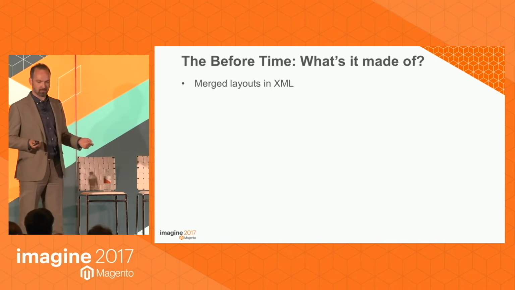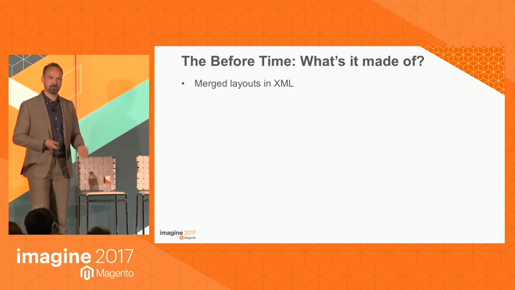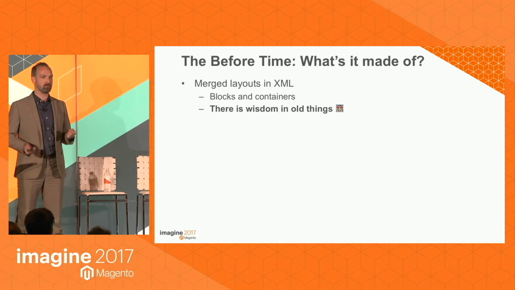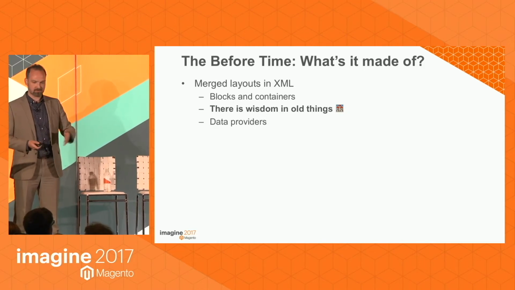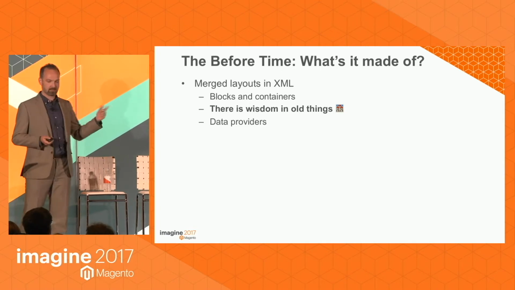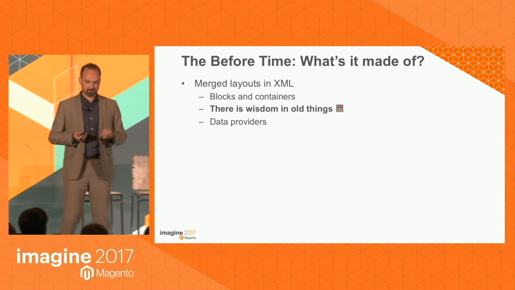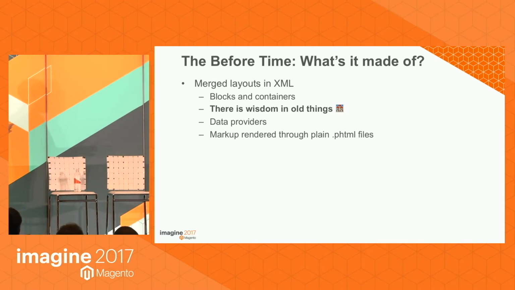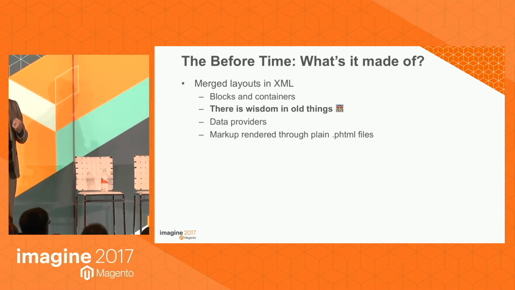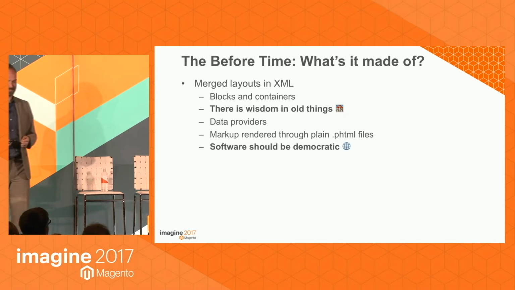Merged layouts in XML, we all know. That's blocks and containers with different XML nodes representing the declarative or imperative instructions. And there's wisdom in old things here. Blocks are successful and popular because they can be joined together really simply. And then data providers let views declare their model needs rather than doing pure MVC. The actual markup is just plain PHTML files, like the 90s, which has some security issues, which means that it'll ultimately go away, but I recall it fondly because software should be democratic, and people should be able to do it easily.